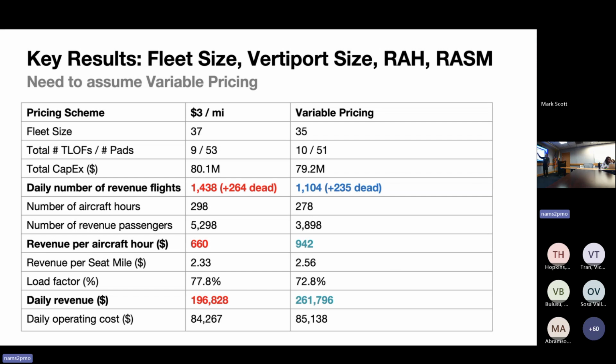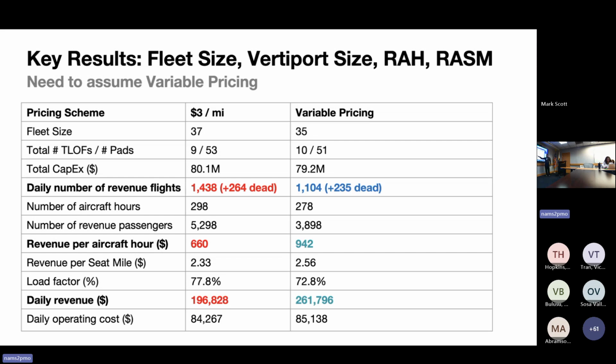There are small differences in fleet sizes, number of TLOFs, number of charging pads, chargers. This is for the whole network, these numbers, right? But the capex is very similar at the end of the day. There is a very significant reduction in the number of flights when you do variable pricing. This is 1,104 revenue flights and 235 repositioning flights, deadheading flights. Number of aircraft hours is not that different. There's a significant drop in the number of passengers when they actually do this variable pricing.